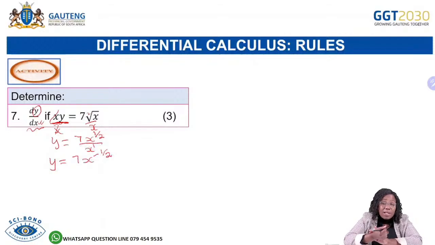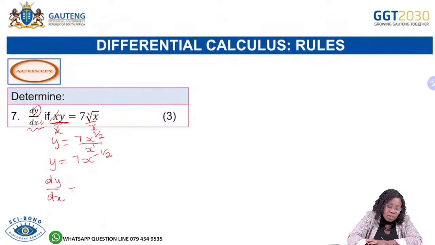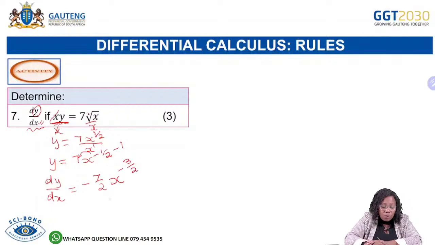We can now start deriving. That is dy/dx is equal to negative half times 7. That is negative 7 over 2. X on the exponent you subtract 1. That will be minus 1.5, which is minus 3 over 2. Therefore, that is your derivative, grade 12.